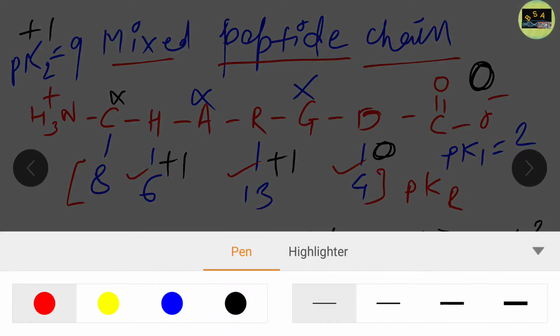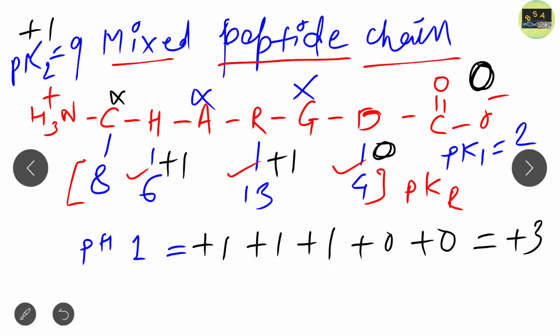Okay, now the charge at pH 1 is plus 3. The second step that you have to do is arrange the pH values according to their strength, that is from lowest to highest. So first pH 2, it is the lowest, then second is 4 here, then third is 6, fourth is 8, fifth is 9, and sixth is 13.